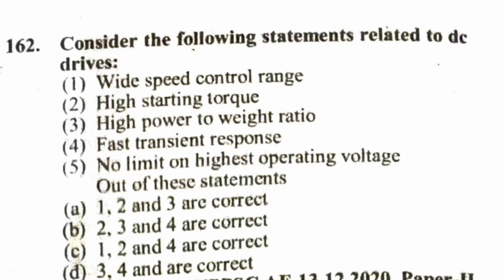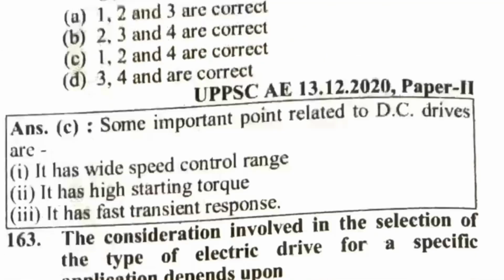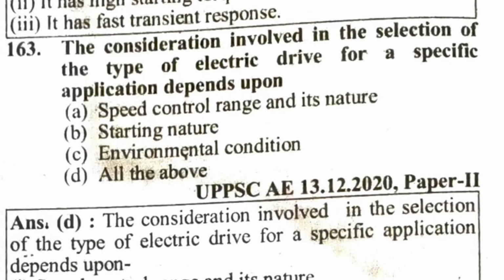Consider the following statements related to DC drive: wide speed control range, high starting torque, high power to weight ratio, fast transient response, no limit on highest operating voltage. Out of these, 1, 2 and 4 are correct: wide speed control range, high starting torque, fast transient response. The considerations involved in the selection of the type of electric drive for a specific application depend upon speed control range and its nature, starting nature, environmental condition. All.